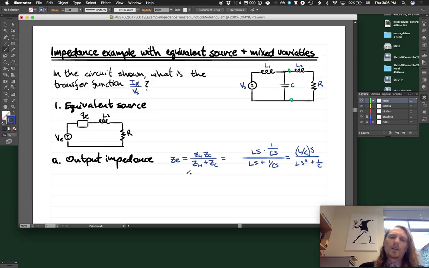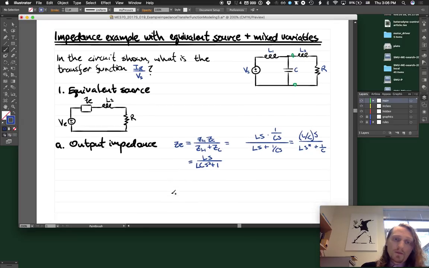Okay. I think that can get a little simpler. Let's rewrite it again. Let's just drop the C from the numerator down to the denominator and cancel it out. So that's not too bad. So we just have LS divided by LC S squared plus 1. Right? So that is our equivalent impedance for ZE.